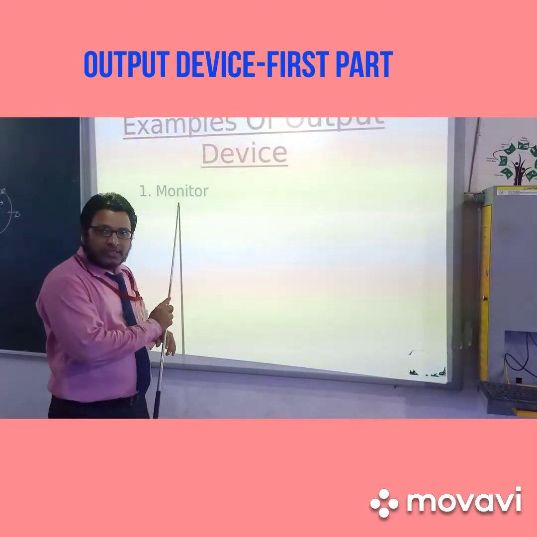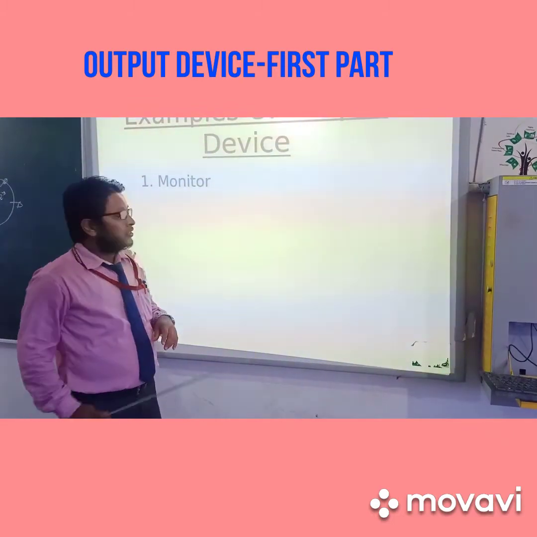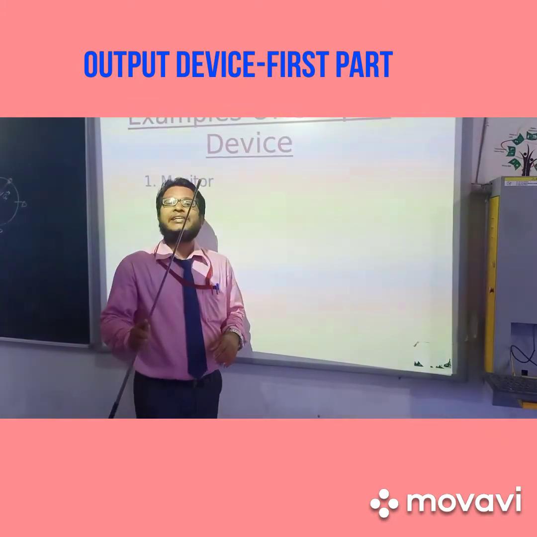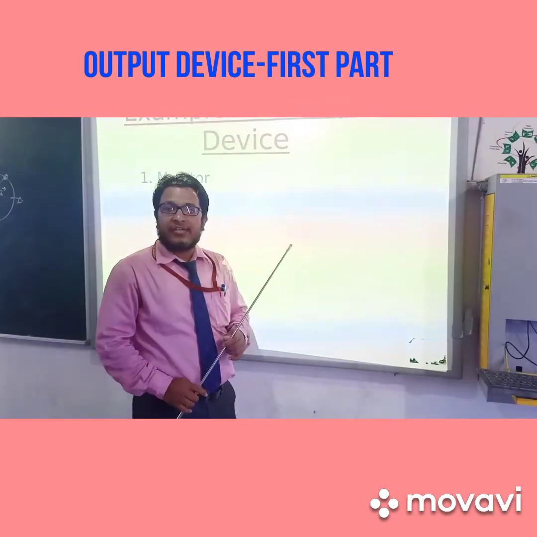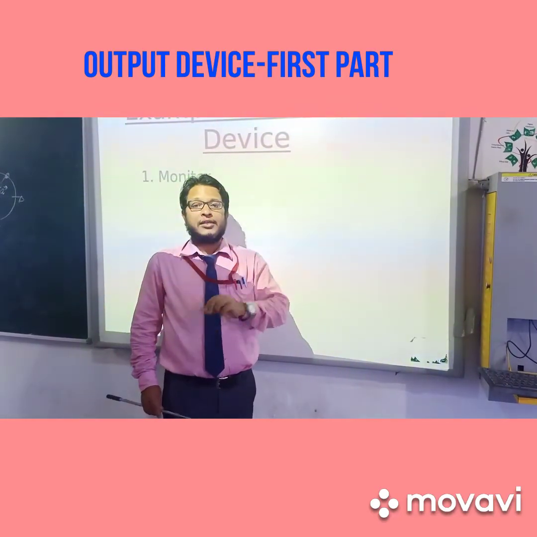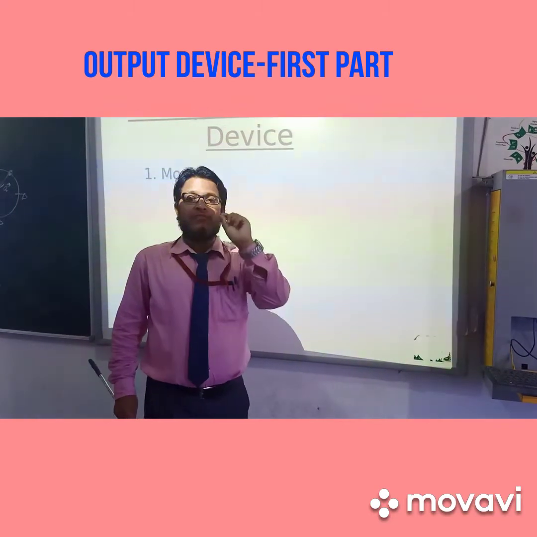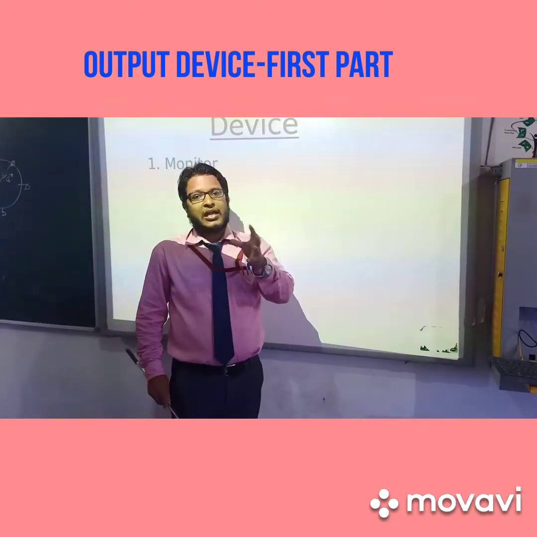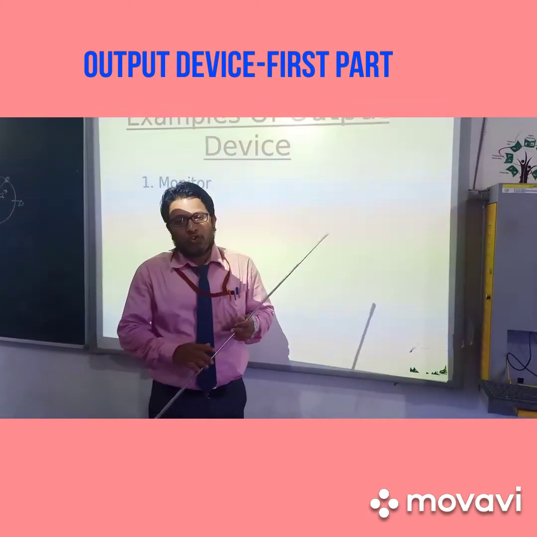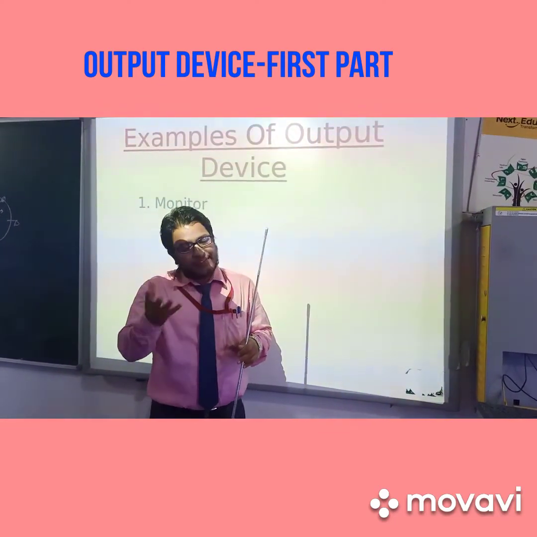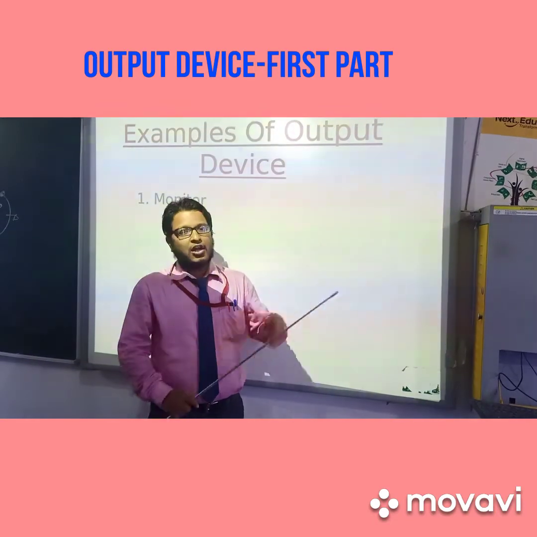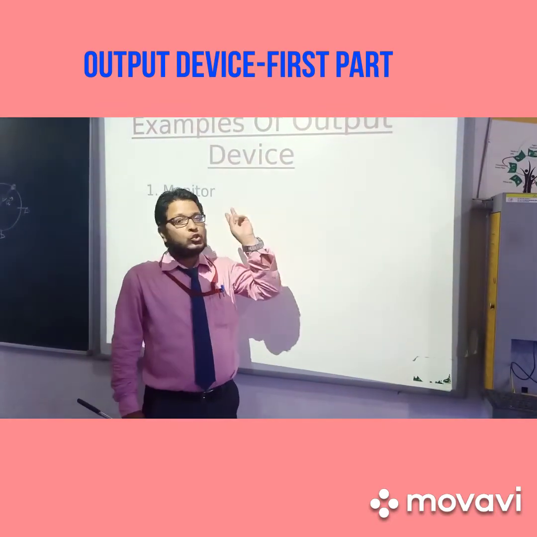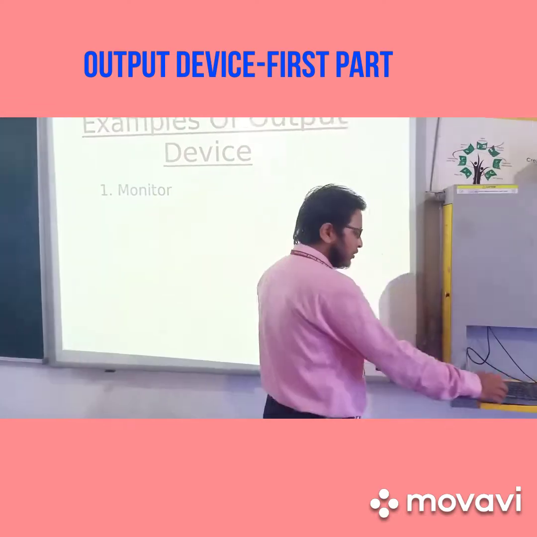And monitors are of two types. What do we mean by monitor? A monitor looks like a TV. It is also called a VDU, Visual Display Unit. The monitor just looks like a TV. At your home, you are seeing the TV, just like that is the monitor. So that's why the monitors are of two types. What are those? You see this one.